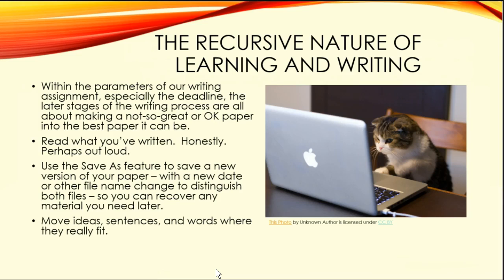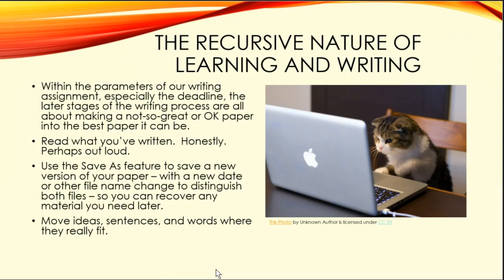So as you are going through this recursive nature, especially at the end of a writing project, read what you've written, honestly, perhaps out loud. You can catch mistakes a lot easier when you read your work out loud. Use the Save As feature in Microsoft Word or other software to save a new version of your paper every time you do a major edit. Let's say you edit it and you think it's pretty good, and then you read it again and you say, oh, I really like what I had on that second page. Well, if you have not saved your paper again with a new file name, you may not ever be able to recover that material just from your memory.